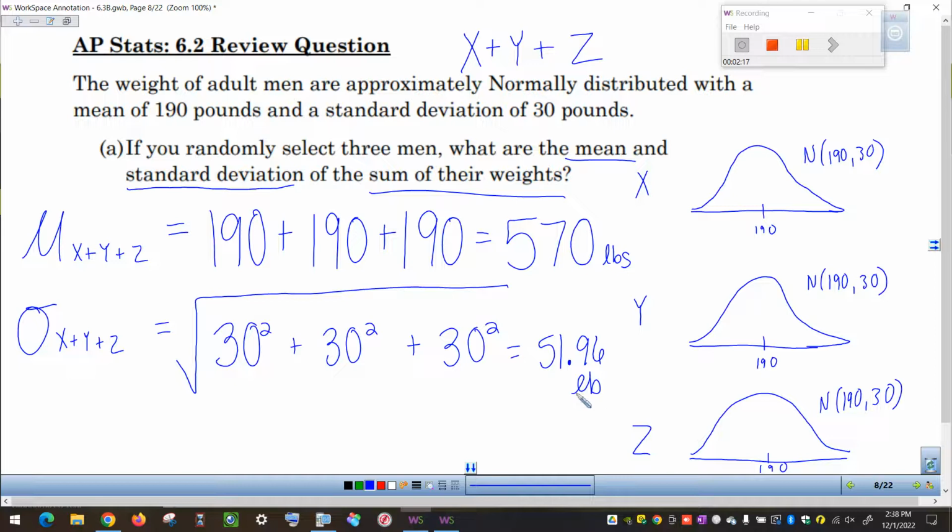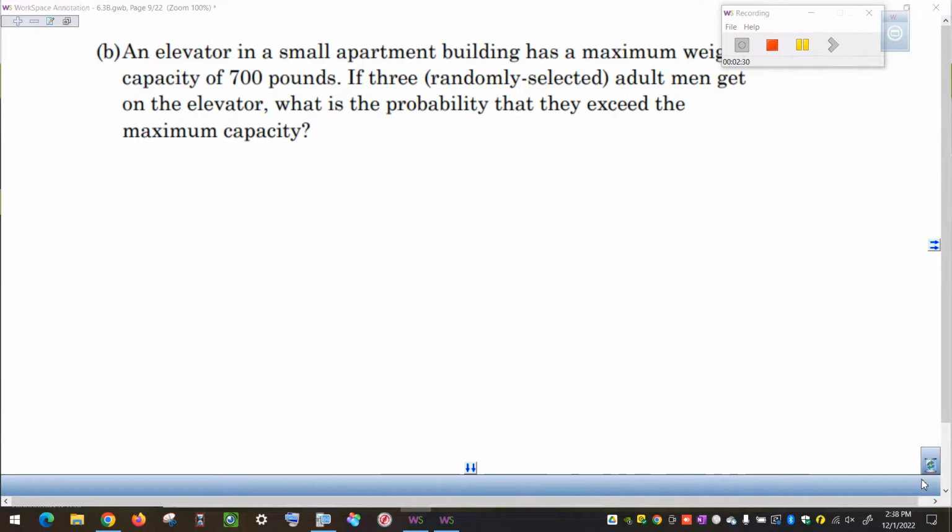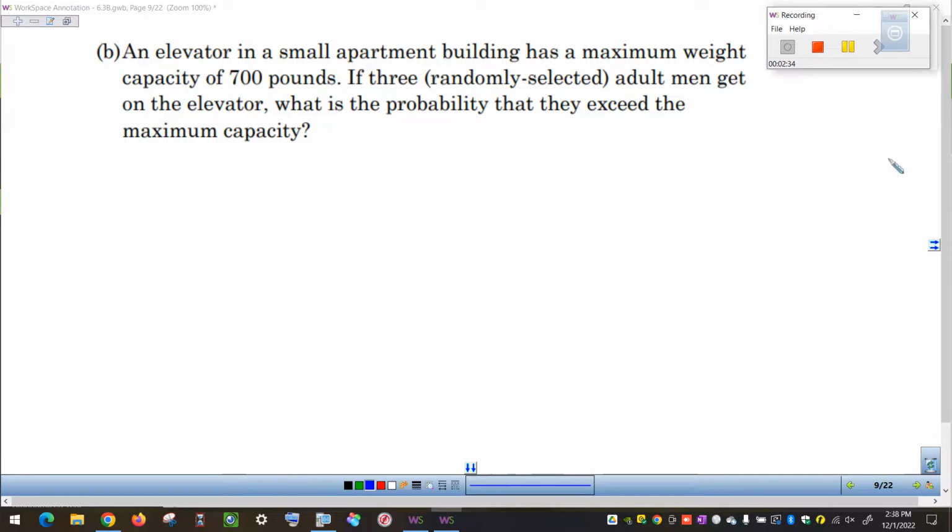All right, now that information that we just calculated for part A is going to help us with this elevator scenario in part B. So we have this elevator in a small apartment building, and it has a maximum weight capacity of 700 pounds. So we're going to think back to this scenario with 3 randomly selected adult men. If they all together get on the elevator, we want to find the probability that they exceed the maximum capacity. In other words, the sum of their weights is greater than 700 pounds.